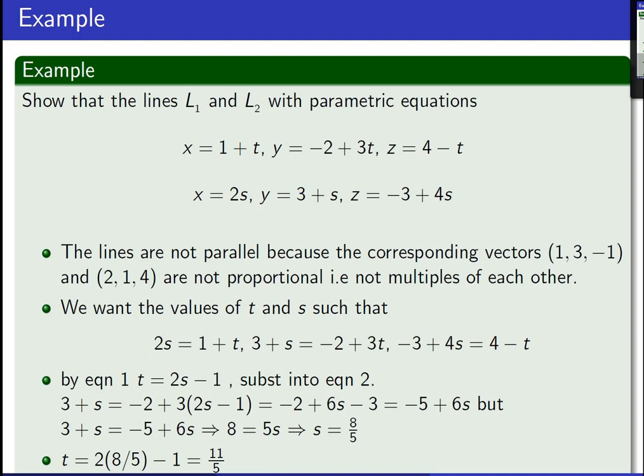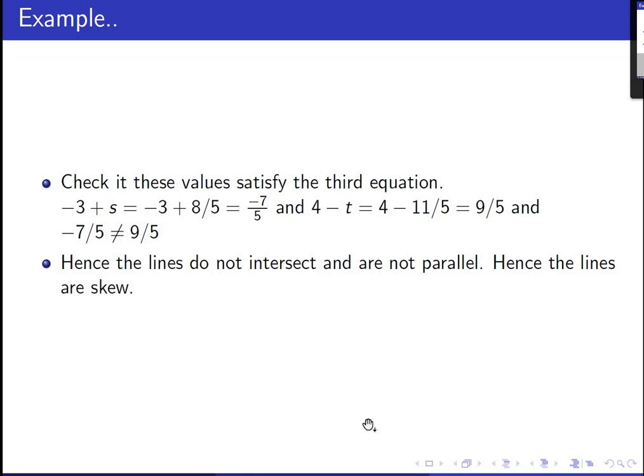Because we found these values of t and s, we substitute them back into these equations here. We substitute t here, which is 11/5, and s here, which is 8/5.